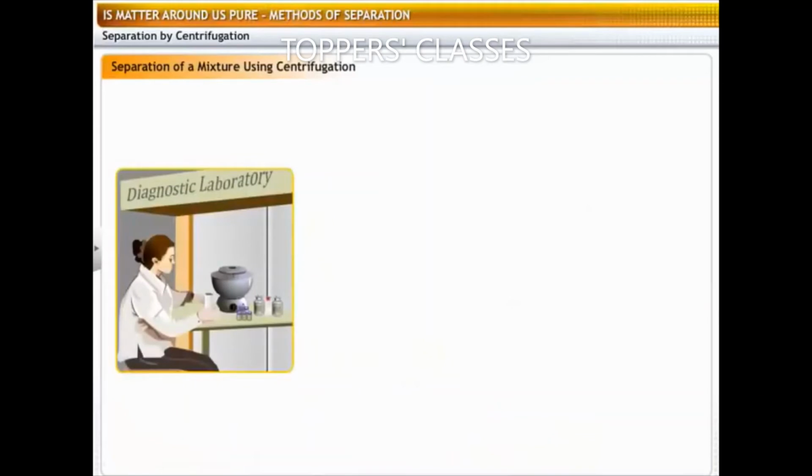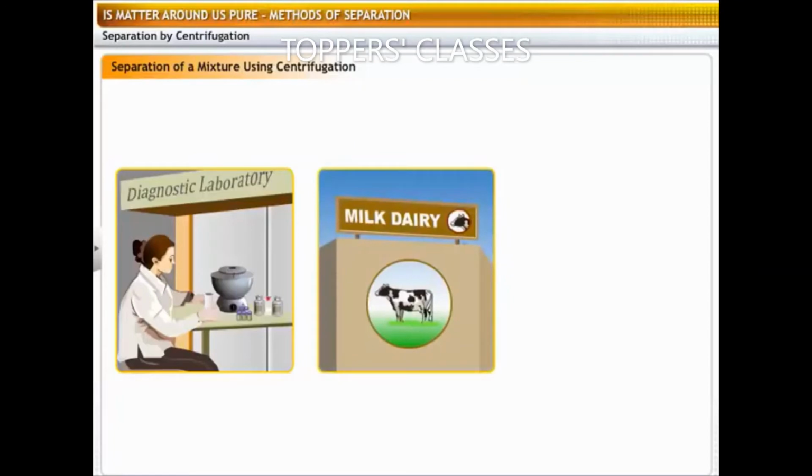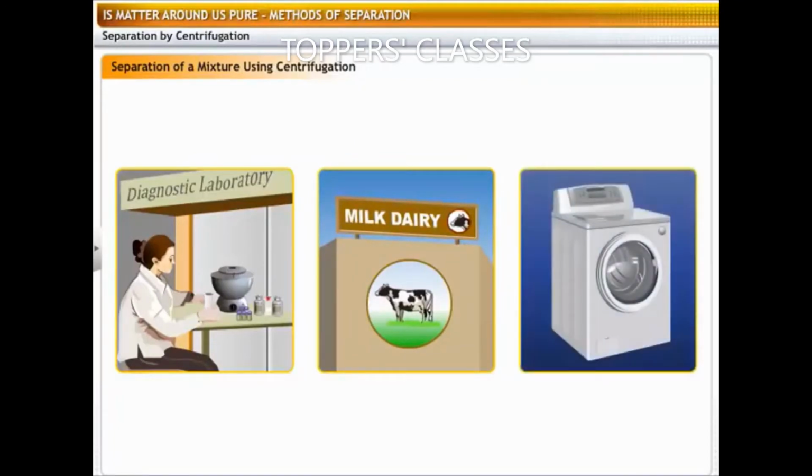Centrifugation is used for blood and urine testing in diagnostic laboratories, in dairies to separate butter from cream, and in washing machines to squeeze out water from clothes.